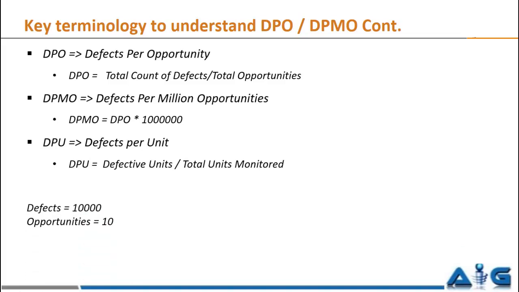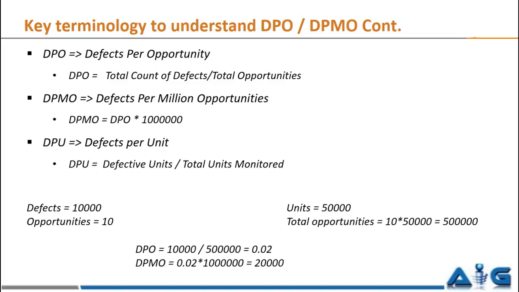So with defects at 10,000, opportunities per pen at 10, and units at 50,000, my total number of opportunities here is 500,000. DPO uses the formula of count of defects upon total opportunities, that is 10,000 by 500,000, which is equal to 0.02, while my DPMO will use the formula of DPO into a million, which will become 20,000.